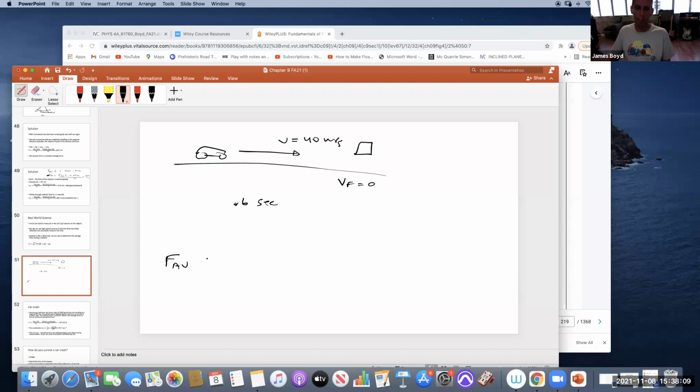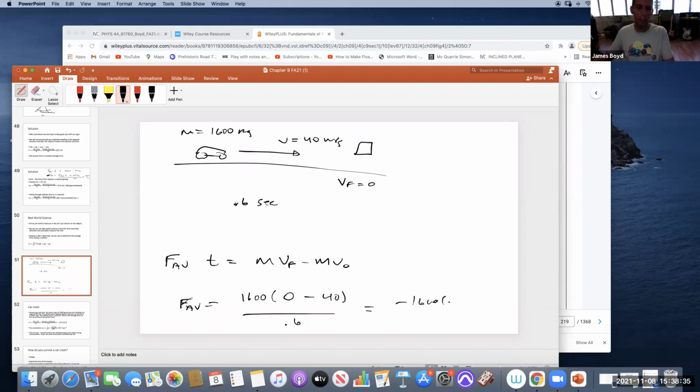Now, we know F average times T is mv final minus mv initial. Let's say this mass is 1,600 kilograms. So the average force would be 1,600, the final is 0, the initial is 40 over 0.6. So negative 1,600 times 40 divided by 0.6 is 107,000 newtons.